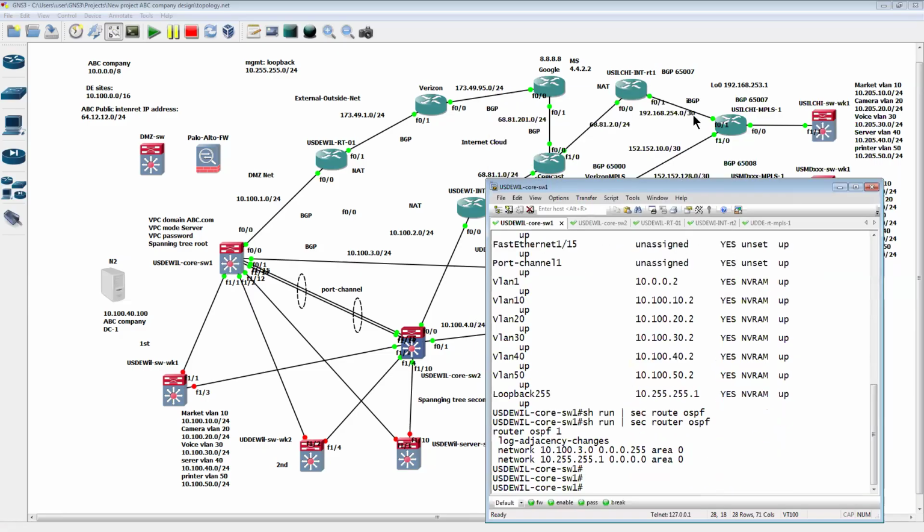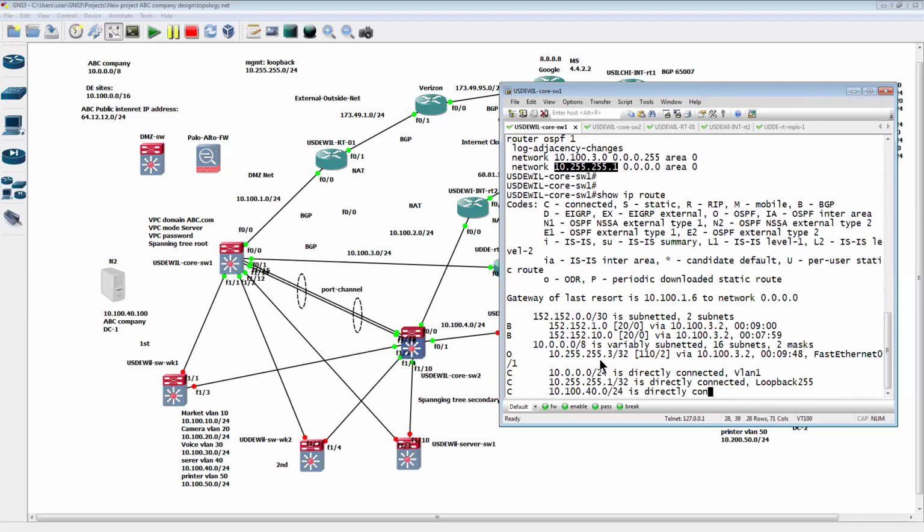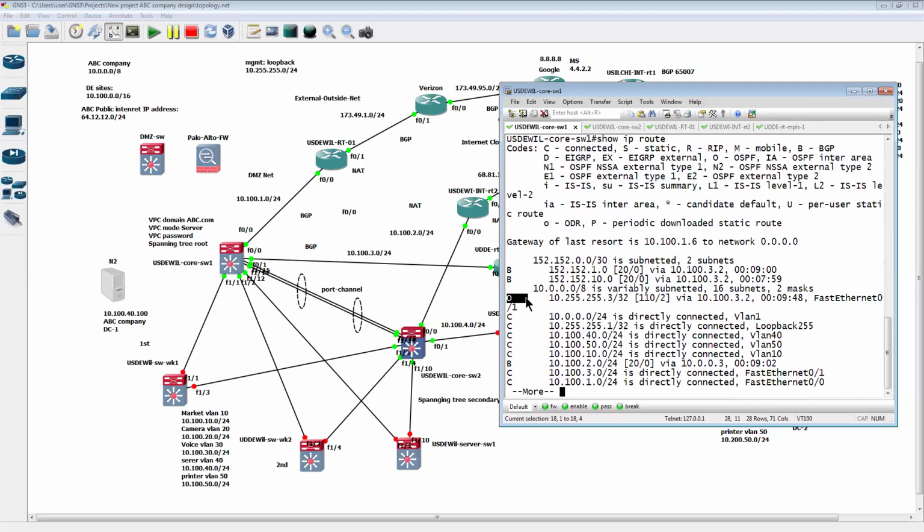and also we already advertise these two networks, right? This is the direct link network, and this is the loopback network. So that's why when you show IP route now, you will see the O. Okay, now you should see the O. You see this is the O, that is OSPF, learned via what we receive in here.